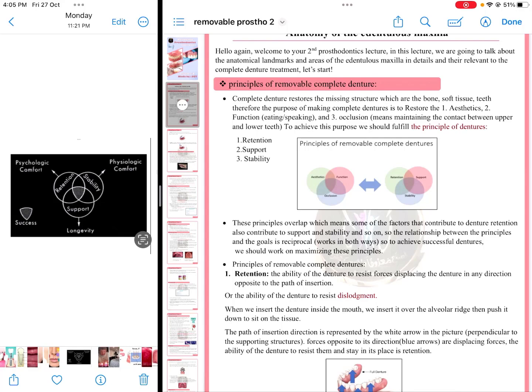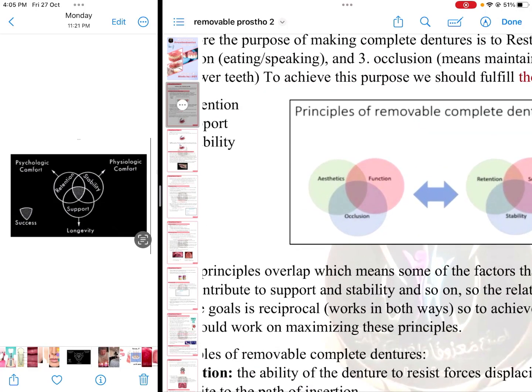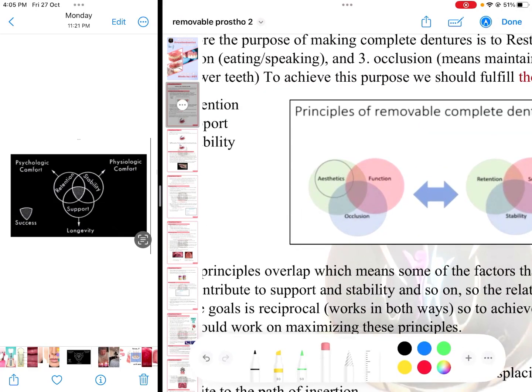So what's the purpose of making a complete denture? So the purpose of making a complete denture is restoring the aesthetic, as I said, aesthetic هي appearance, so الجمالية يعني, and to restore the function. And we said before that the function is not only eating, it's also what? Eating and speaking and so on. And the occlusion, with the contact between the upper and the lower teeth. Okay, so these are the purposes why we make a complete denture.